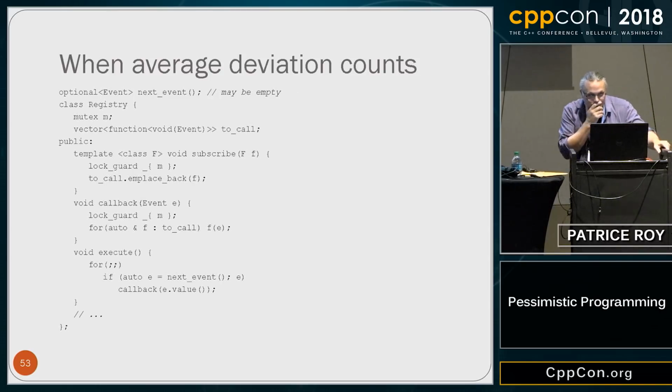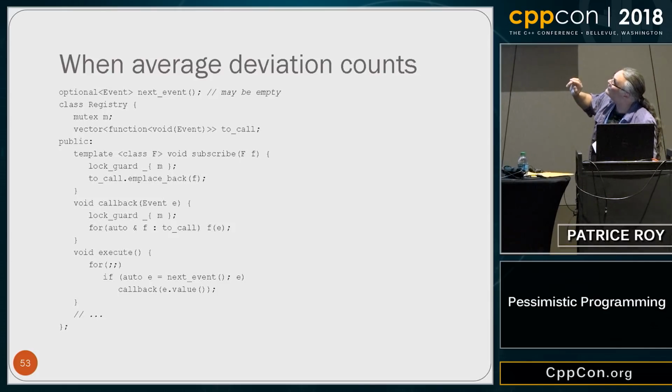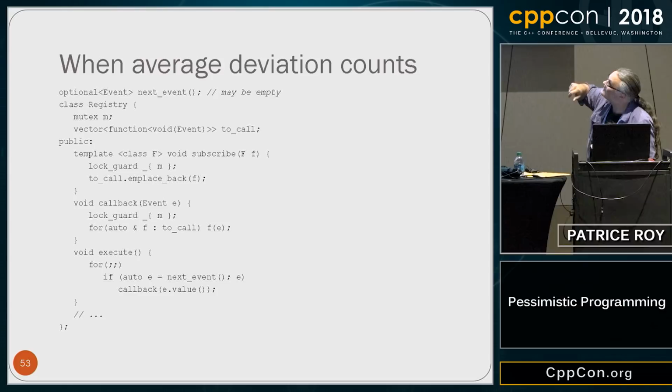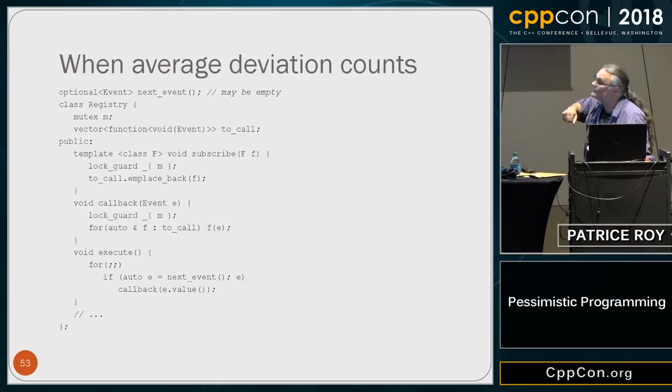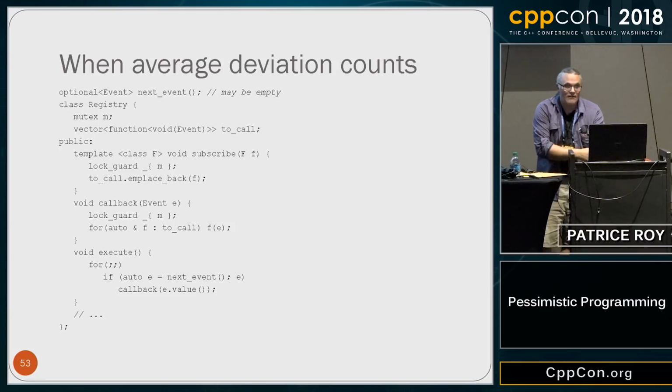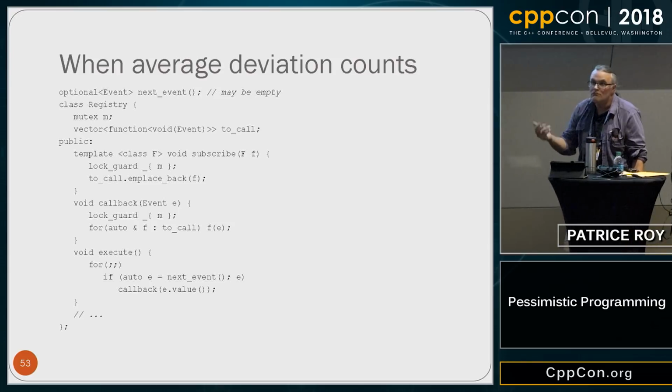So I wrote this thing there that you might see above. There's something called next event that returns an optional that might be empty. There's nothing. And there's a location where we register functions that react to events. There's a mutex because it's a very poor man's synchronized queue. And there's something to subscribe, add something to react to the events, something called callback, which reacts and just goes through the loop and says, hey, react to events. And there's that execute thing that waits for an event, and if there's something to do, calls back.